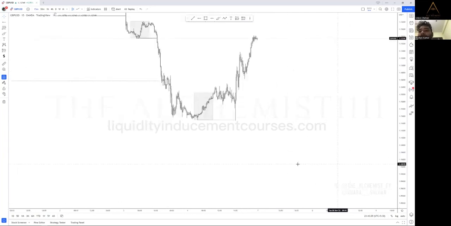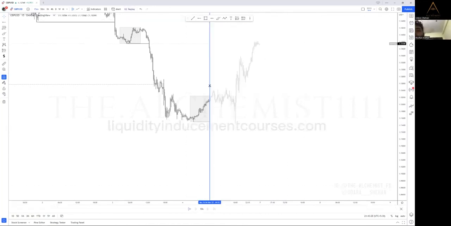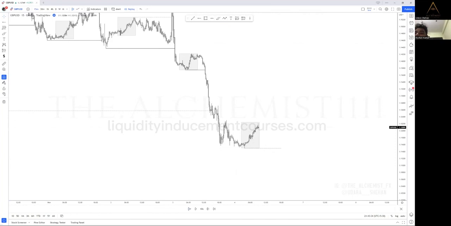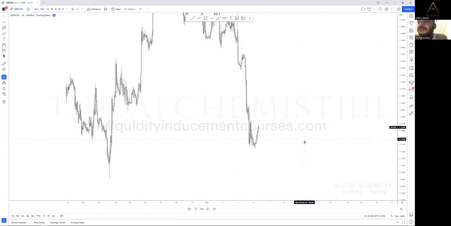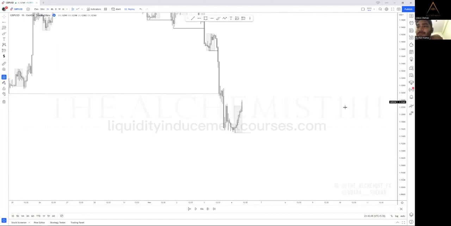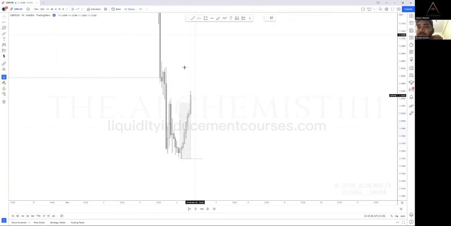Even news, what did it do? A manipulation of Asia, and boom, started flying. Okay, so this day I did have a setup. I did have a proper setup, but I did not take it because timing wasn't that good. Right above Asia. Okay, not here. Right above Asia, what can you see? What is this? Open, close level, rejection blocks.